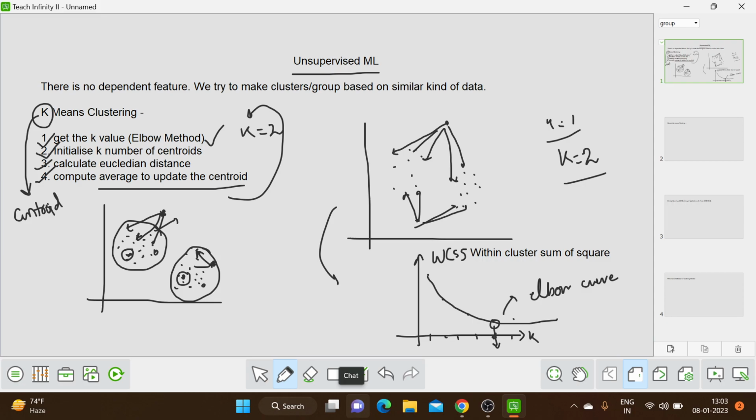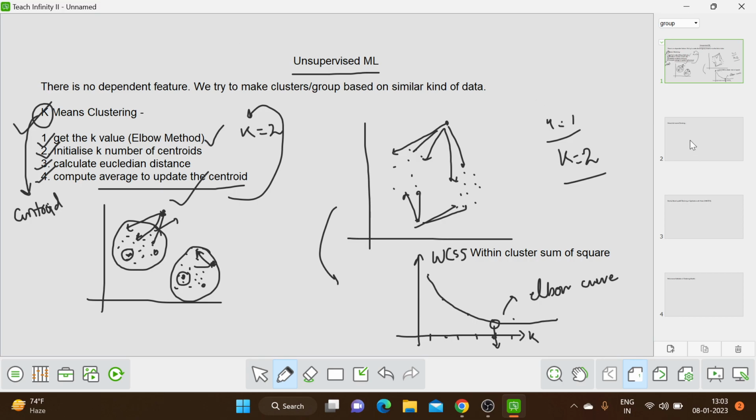K-means clustering is also affected by outliers, same as k nearest neighbor. So the methods are: first we take the elbow method for the k value, initialize k number of centroids, calculate the Euclidean distance, compute the average, then move the centroid, calculate the average again, move the centroid, and where we get the accurate average, we place the centroid and make it a cluster. So k-means clustering is done.